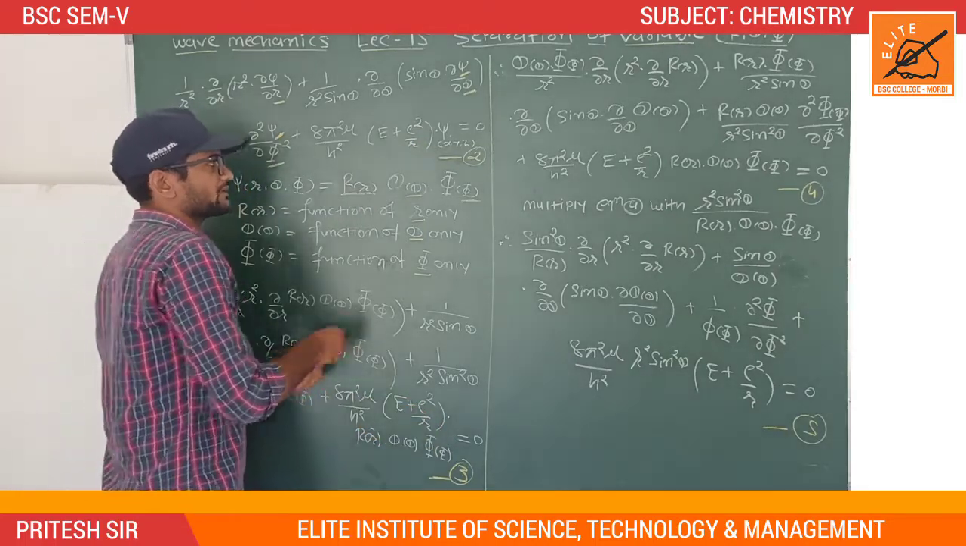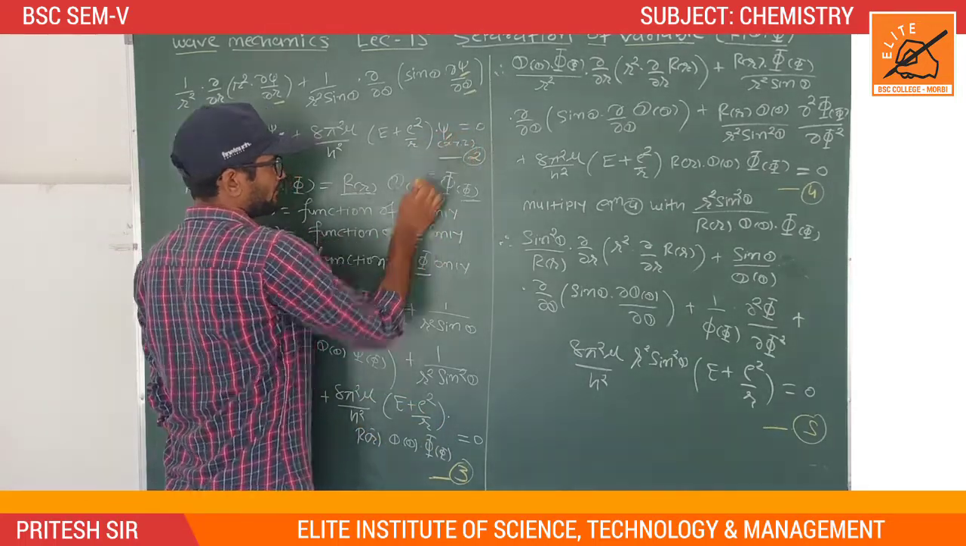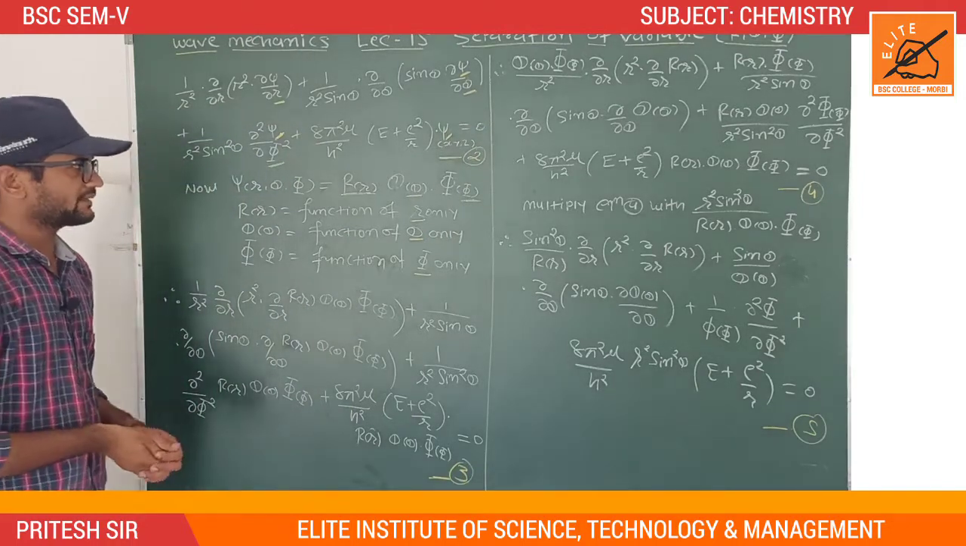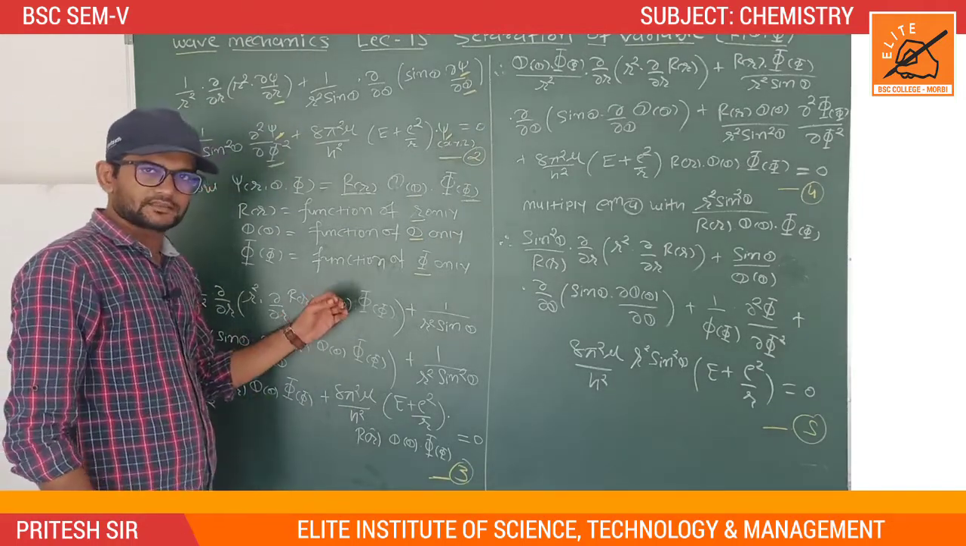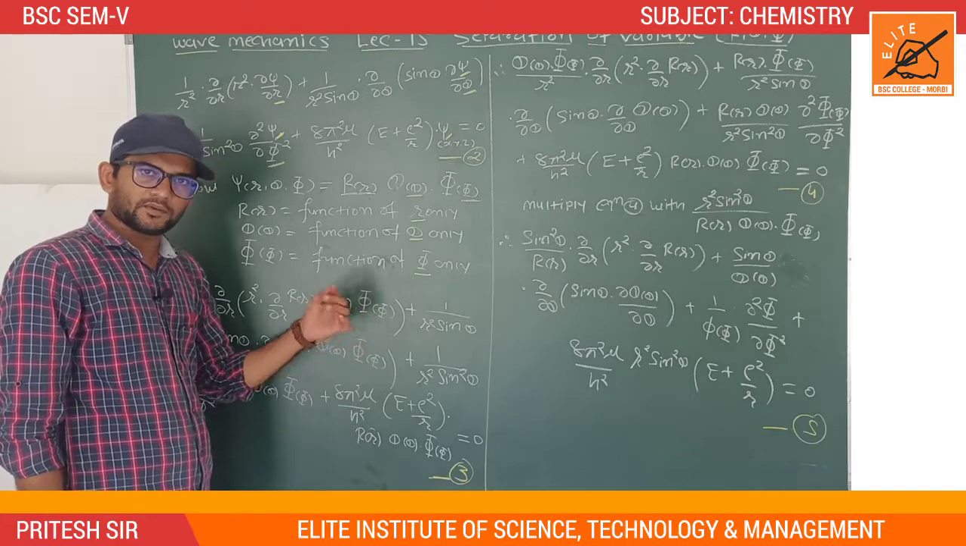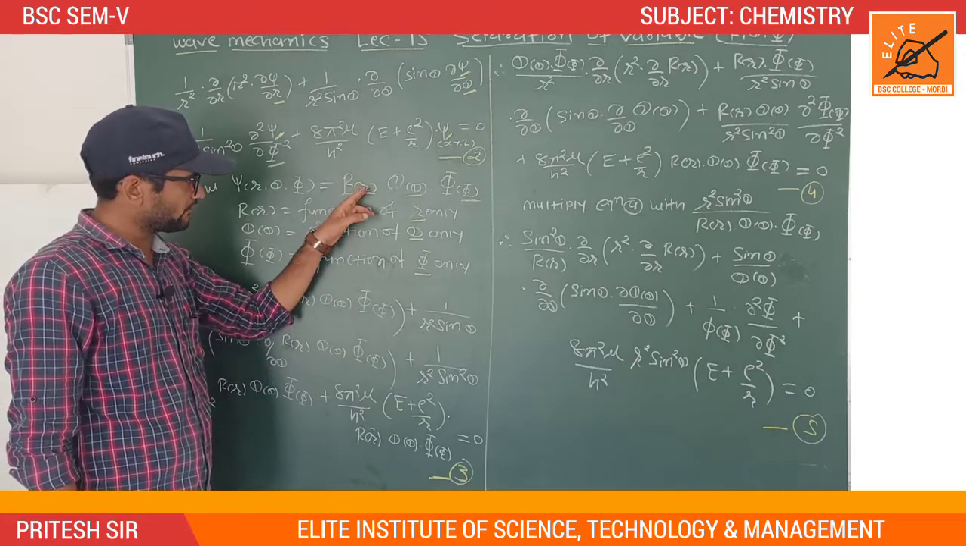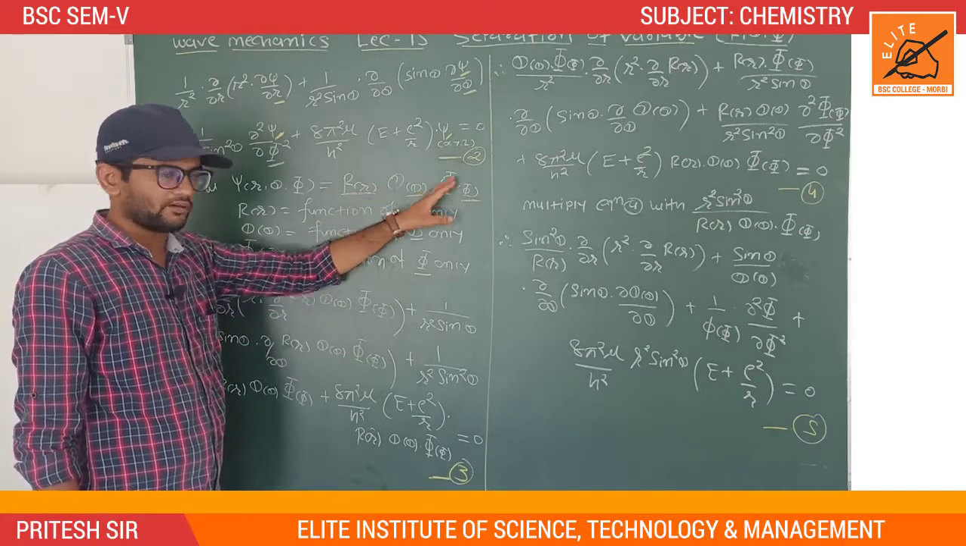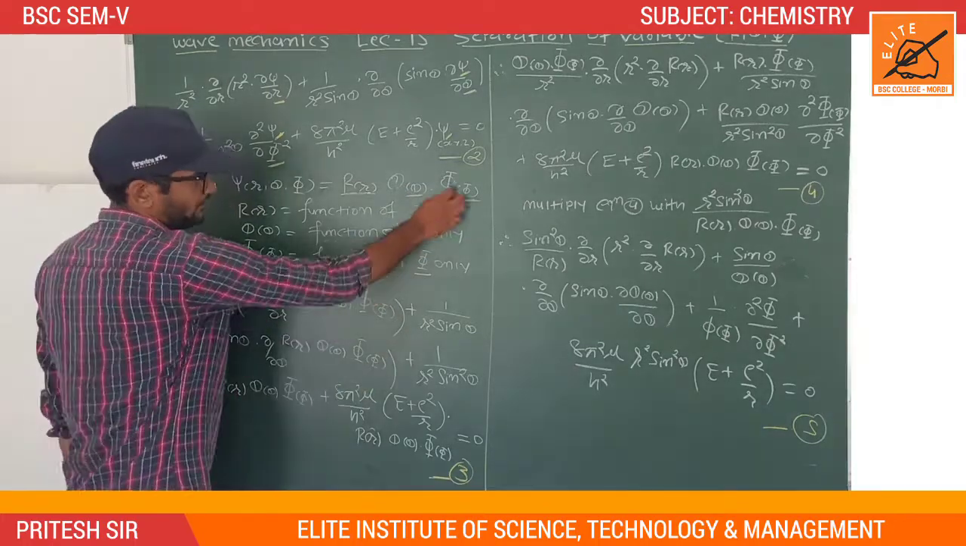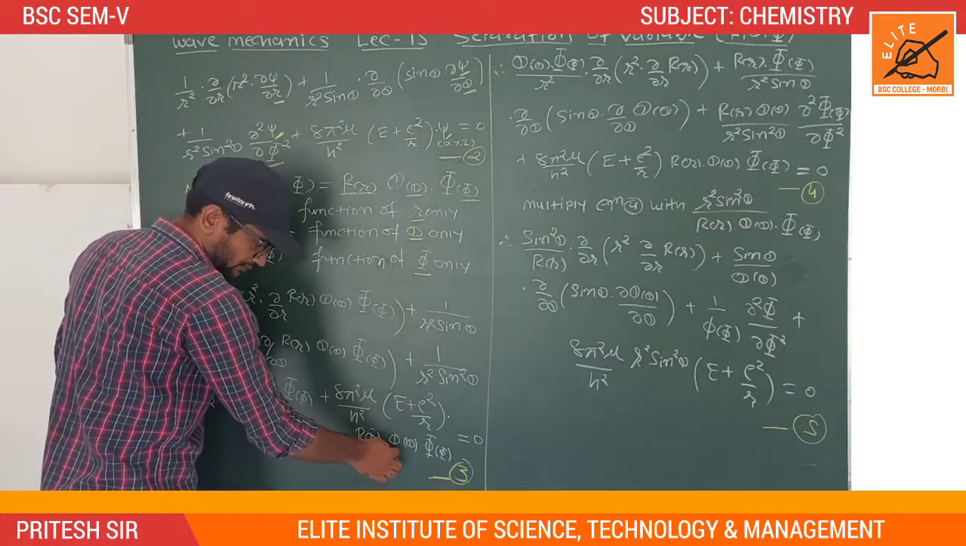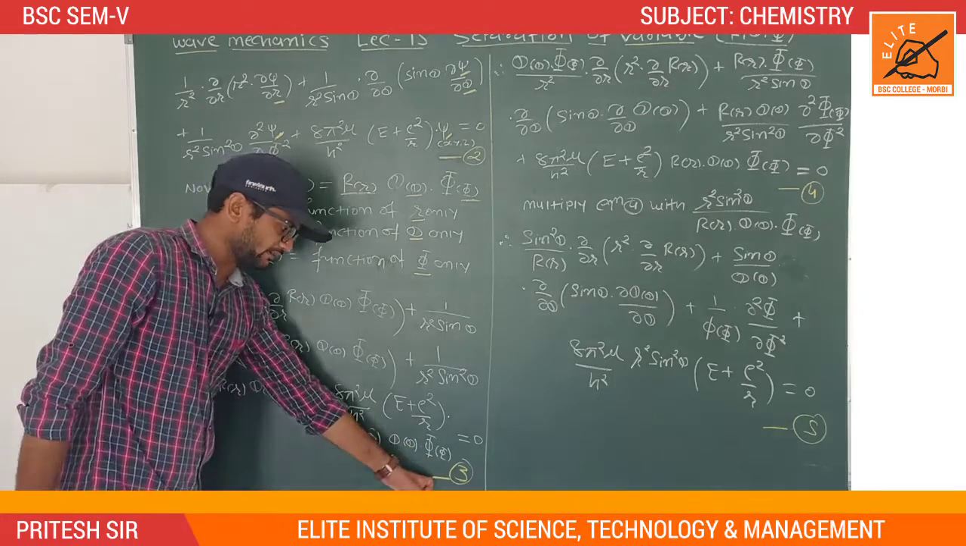Now what is the value of psi? Psi is equal to the product of three different wave functions: in Cartesian coordinates f of x, f of y, and f of z, but in polar coordinates R of r, Theta of theta, and Phi of phi. So the value of psi is equal to R of r, Theta of theta, and Phi of phi. This is equation number 3.